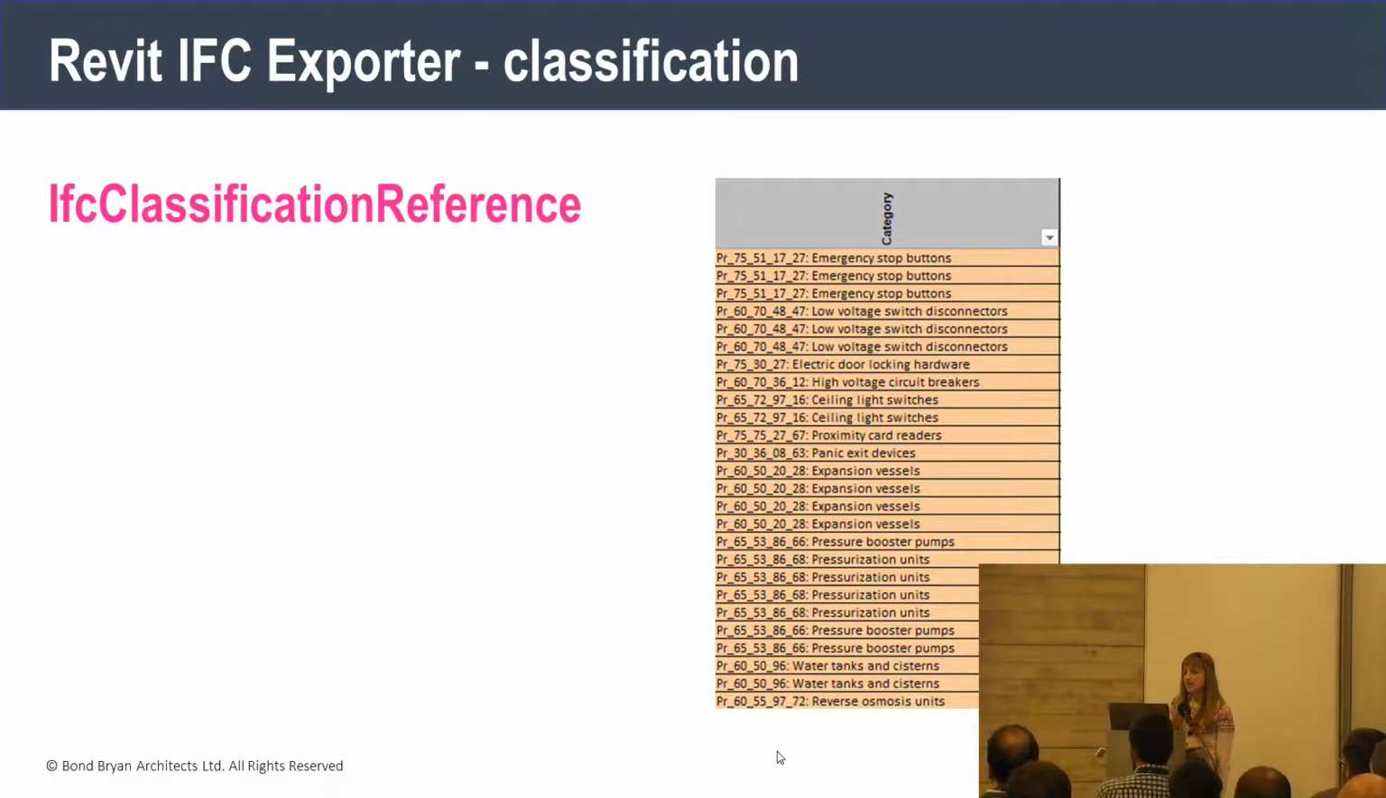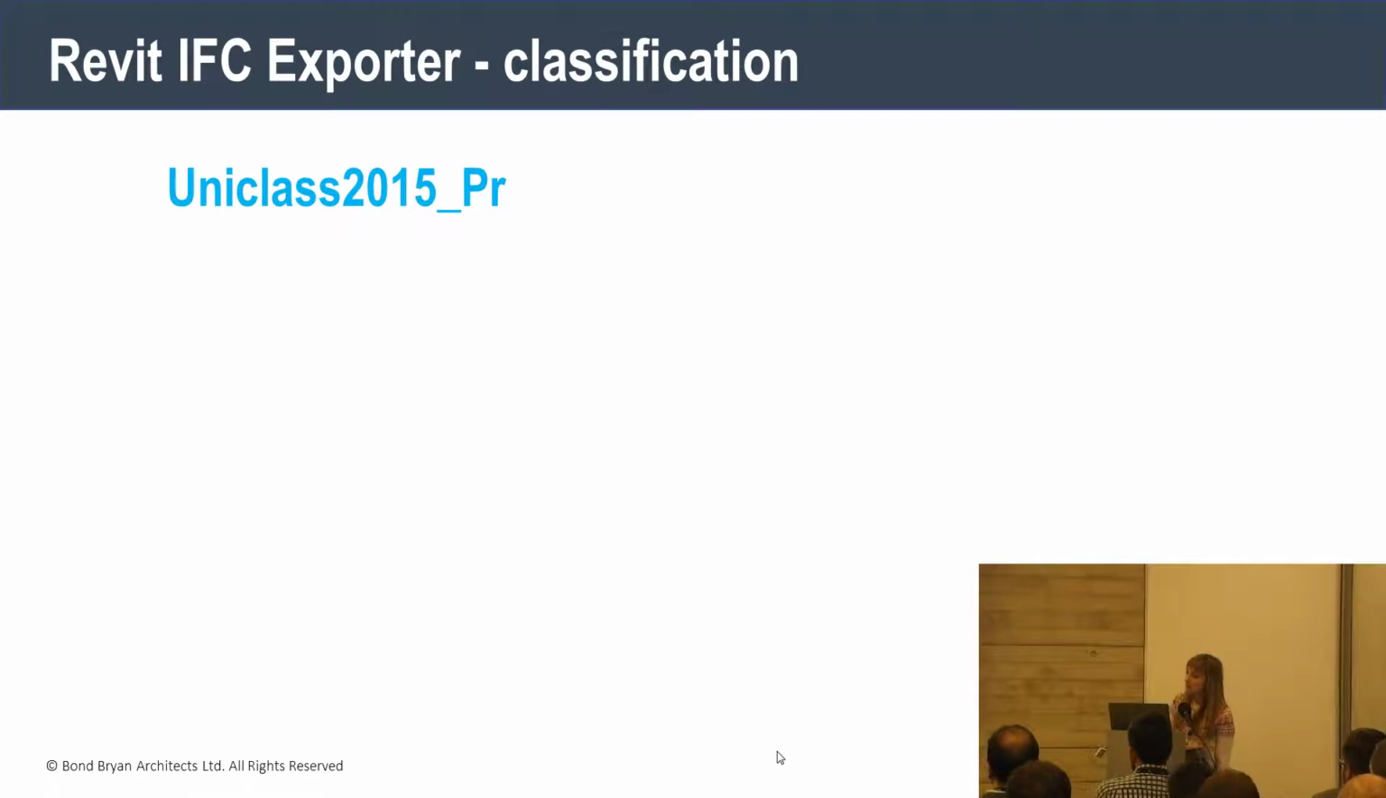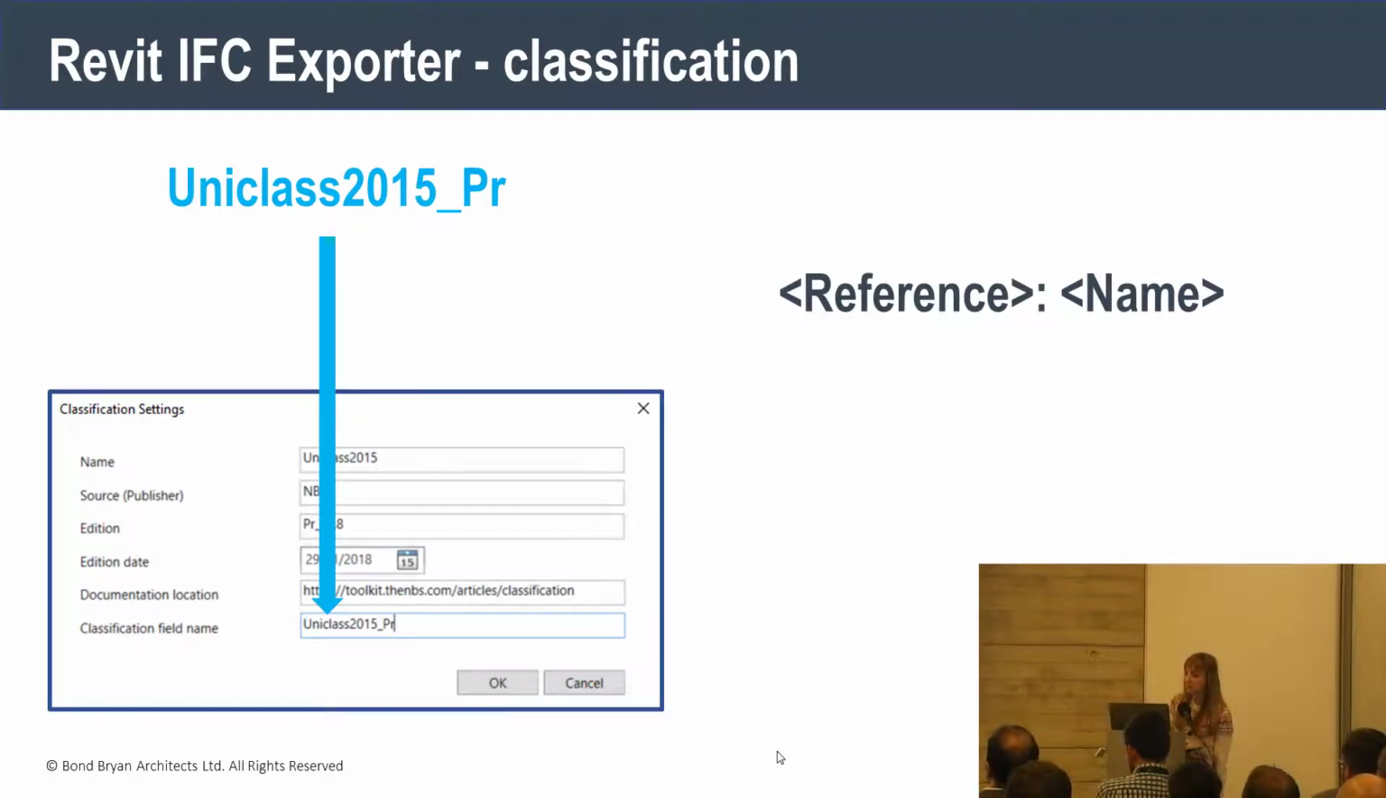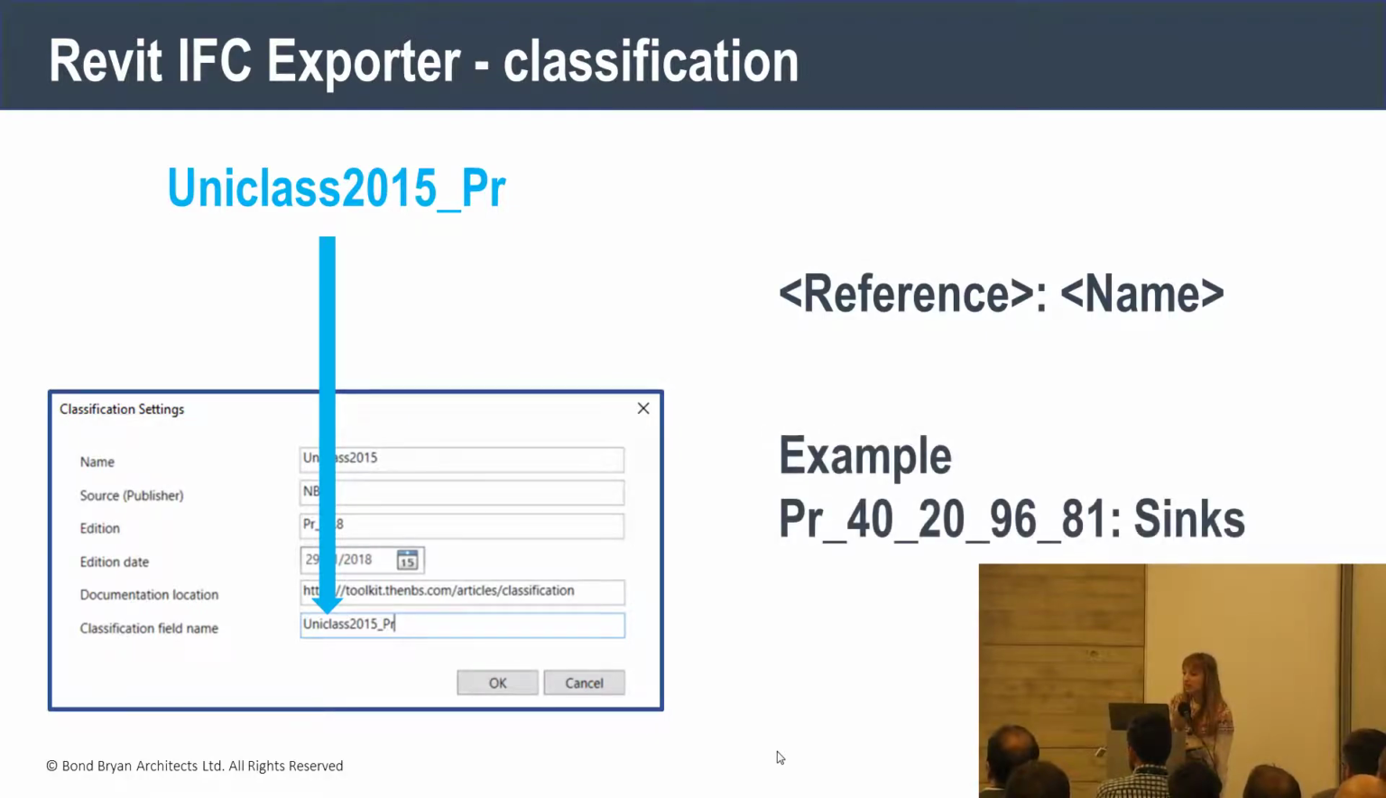In Revit, you can name the classification parameters however you like, but they need to be listed in the classification settings box in the IFC exporter. The value, though, must follow this syntax: reference, name. And to help you, you can configure this using the classification manager.